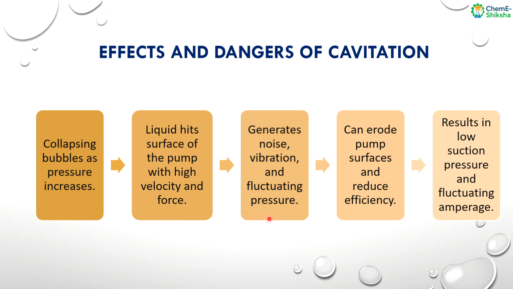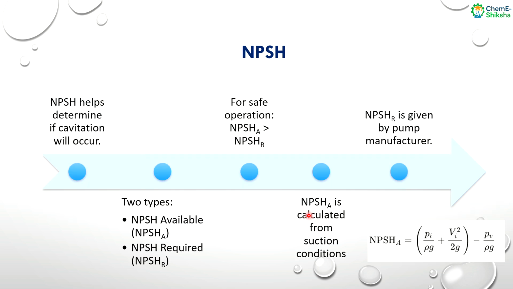To ensure that there is no cavitation, there is one parameter, that is the NPSH, or the net positive suction head. NPSH helps to determine if cavitation will occur or not. There are two types of net positive suction head. One is NPSH available, another one is NPSH required. If NPSH available is more than the NPSH required, then that is a safe operation. That means there will not be any cavitation.